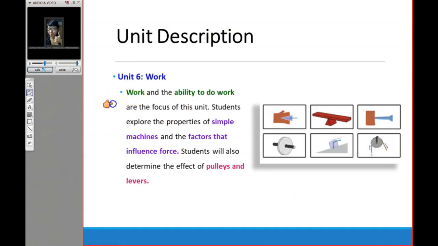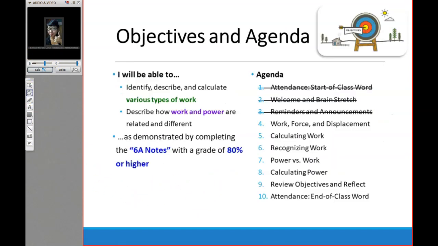So here we go. We are in Unit 6, which is all about work. Work and the ability to do work are the focus of our unit. We will take a look at what are called simple machines. You can see some of them over here that you might be familiar with, like a seesaw, also called a lever, or a screw, or a pulley. Those are all examples of simple machines, and the factors that influence force. We will again also take a look at pulleys and levers. That's what we're going for this unit.